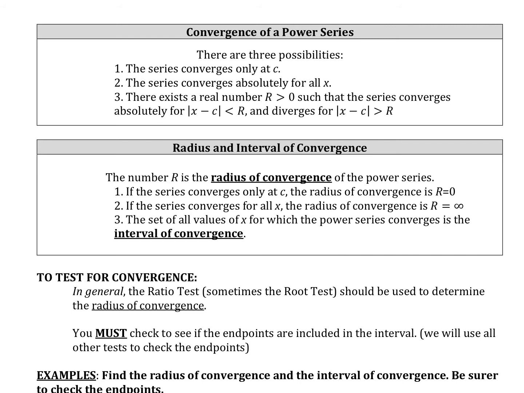Now, with that expression, we also have to test the endpoints to see if they're included in the interval. And oftentimes when we test the endpoints, we end up using other tests besides the ratio test. The whole point is to look for convergence. So we're going to go back to those same tests that we did in that last unit, to determine our radius and our interval of convergence. So let me walk you through a problem.